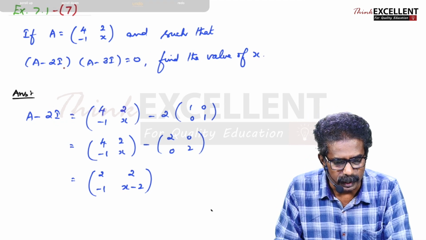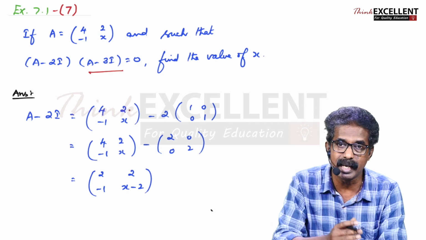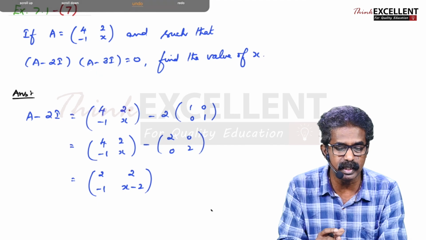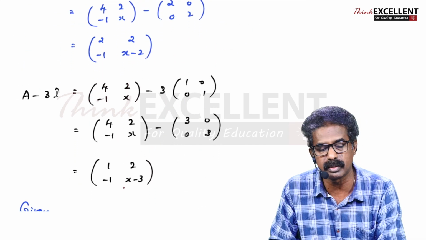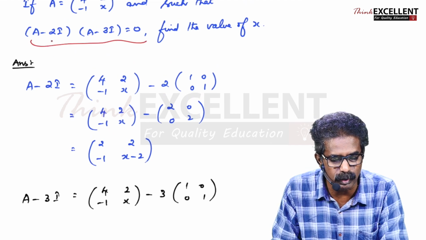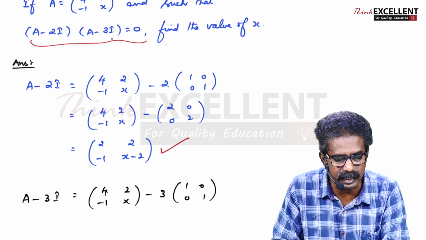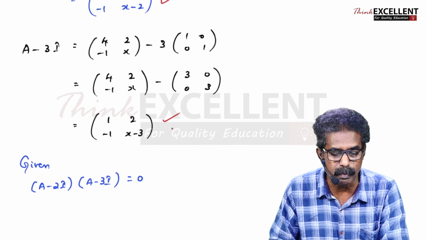You are getting the first one, that is A minus 2I. Next you find A minus 3I. How can you find A minus 3I? A already given, minus 3 into I. I is 1, 0, 0, 1. Multiply by 3, subtract. Both you got it. Now you write the expression. Substitute for the first one this matrix. For the second one, substitute this matrix. Equal to 0. 0 means 0 matrix.